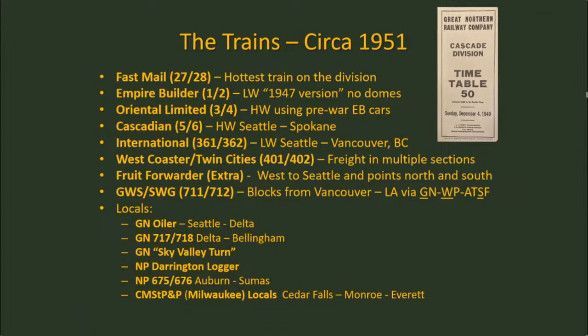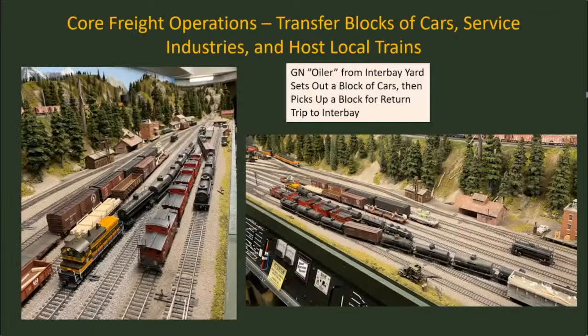And then the locals, I run a GN Oiler that ran up from Seattle to Delta and back. Trains that originate in Delta run up to, say, Bellingham, or up toward the Cascade Crest and the Sky Valley turn. Northern Pacific trains, the Darrington Logger, and others that ran to Sumas, and then Milwaukee. So the core operation of this from a freight perspective are transfers of blocks of cars and the industries they service, and then a host of local trains.